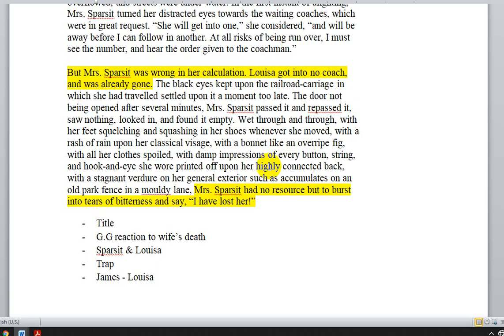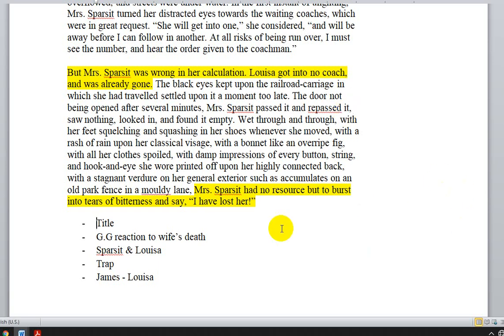So we are to expect whether Louisa and James are going to meet at a different point according to Sparsit's thinking and the plan, or Louisa is going to make a different step. She's going to her house, she's going to a friend, she's going somewhere. This is the content of this chapter, lower and lower. So the title is clear because they got very low in their relationship.